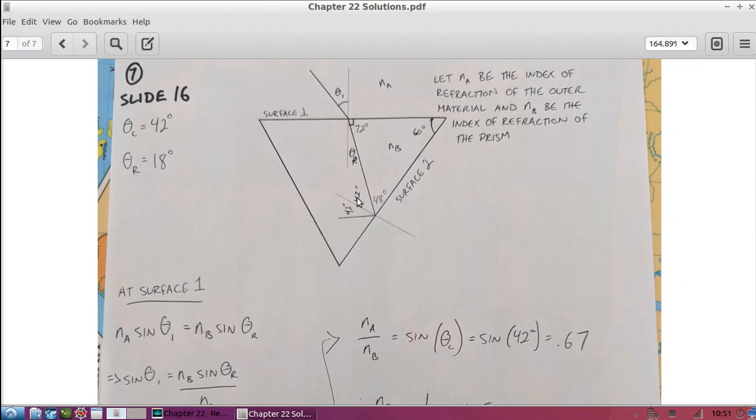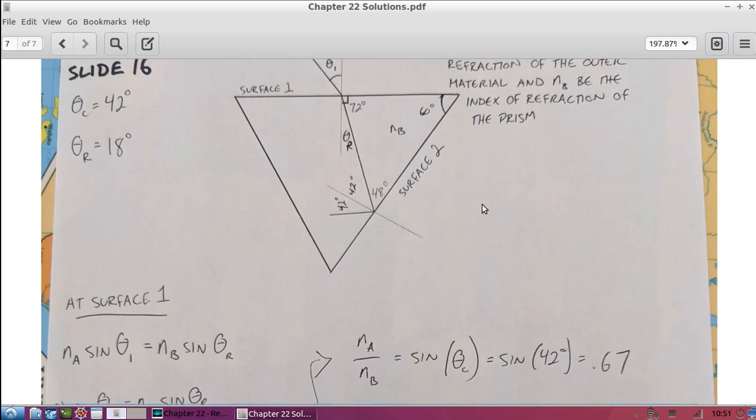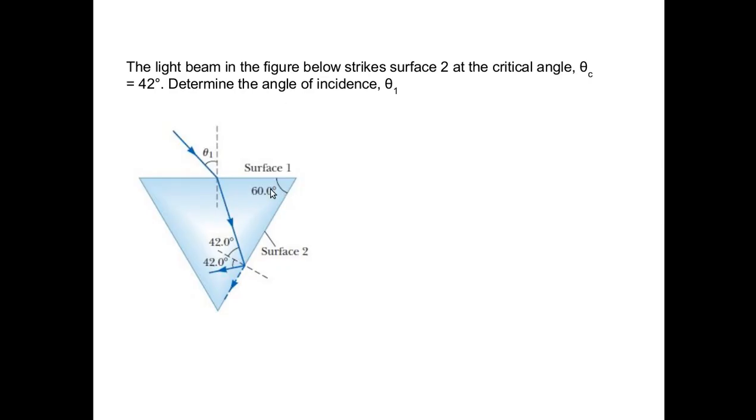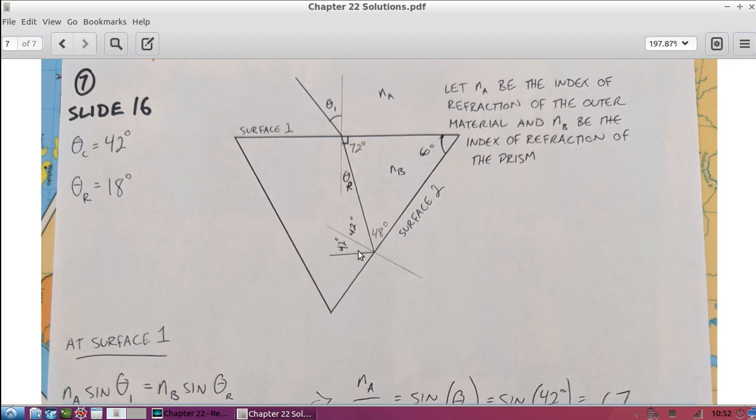So here's my picture. I've got the critical angle is 42 degrees. That's also the incident angle here. Zoom in a little bit here for you. So I know this is 42 degrees. I'm going to work backwards and hopefully get back to that incident angle, but I'm going to run into an issue here because I don't know the indices of refraction. I do know that this angle is also 60 degrees. So this is my incident angle at surface 2, also known as the critical angle, 42 degrees. Its complement is 48, so I can label this angle right here as 48 degrees.